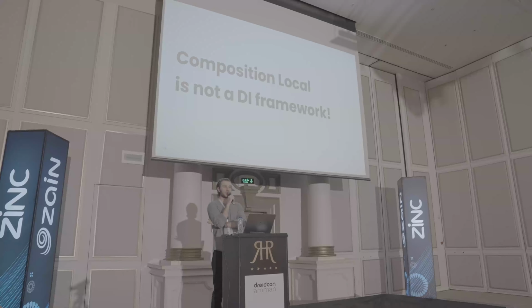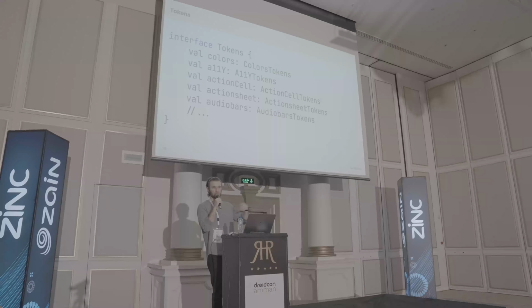So, for a design system, what do we actually want to provide on this composition local level? What are we going to configure? We're going to configure tokens. Tokens are also properties for UI. So to provide them, we first need to define them. And we do this using an interface called tokens. We write them ourselves, but then in our system, we actually generate them automatically from the specification in Figma.